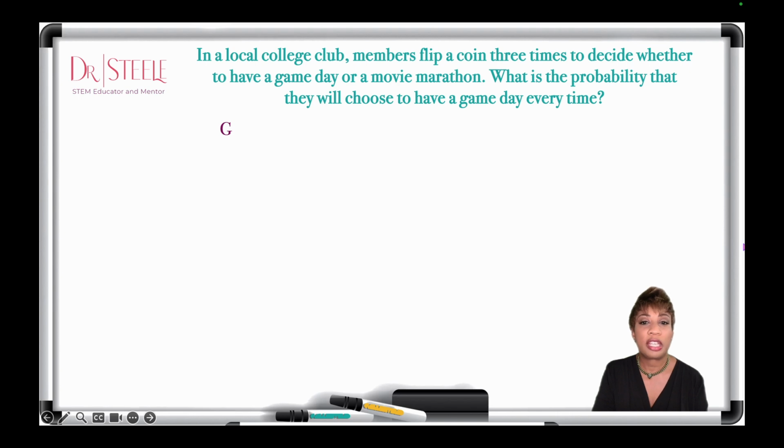So one option is game night, and then we can have a movie. And again, we're flipping this coin 3 times, so we're going to do the same thing again. And so one possibility will be game night, game night, movie night. Movie night, game night, movie night, movie night. And we're doing it 3 times, so we're going to have to break these up one more time.